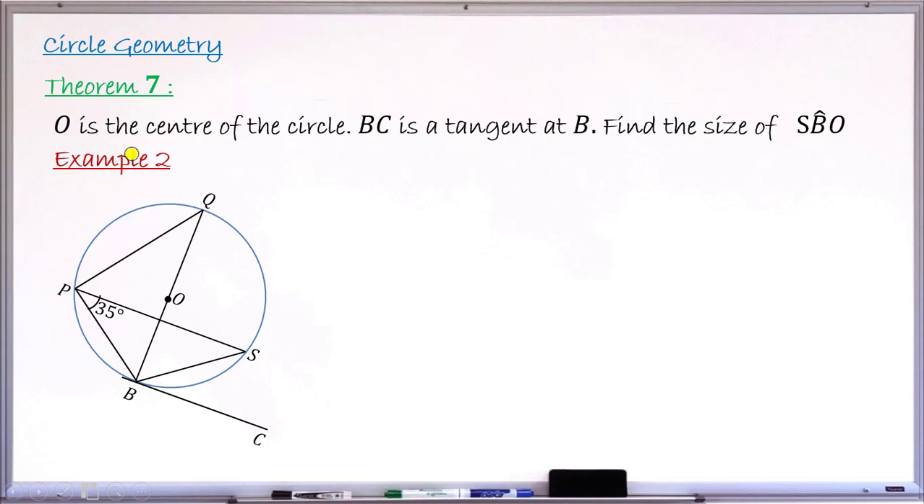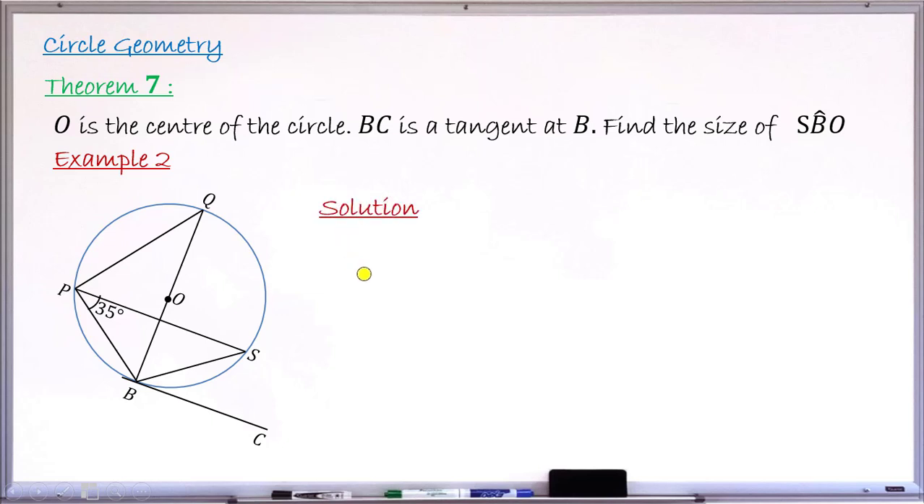Example number 2 says O is the center of the circle, as you can see here in the drawing. BC is a tangent at the point B. So this line, BC, is a tangent to this very circle, and it is a tangent at the point B. The question asks us to find the size of the angle SBO. It is this angle that we need to find.